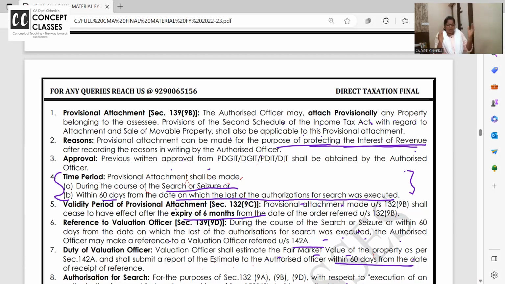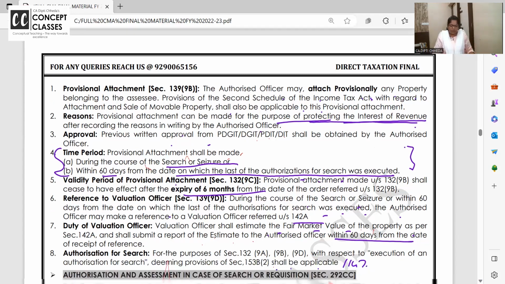So if they have a doubt, then either during the search or after the search, immediately, within 60 days from the date of the completion of the search, last authorization for the search, can they take over? Can they take over this? Yes. Followed all of you?